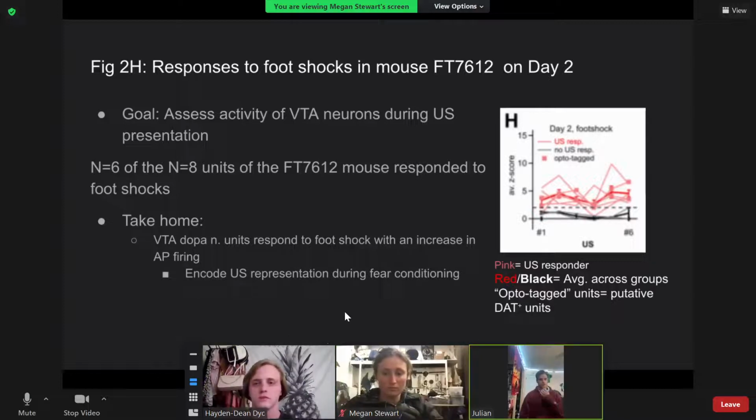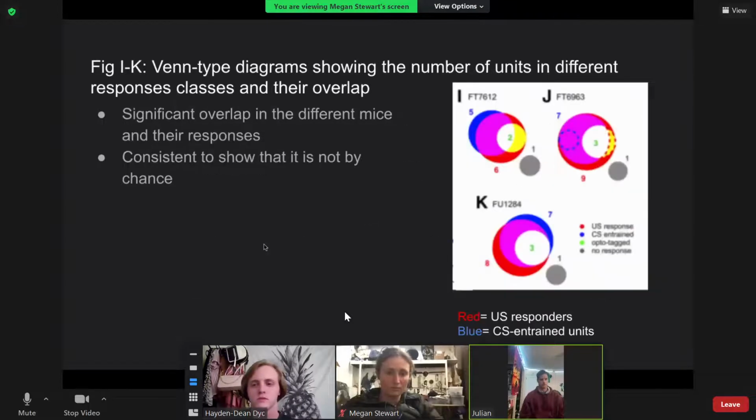In Figures I through K, there are a couple of Venn diagrams that were showing 3 different mice. That would be unit FT7612 from before, unit FT6963, and unit FU1284. And it was an overlap of a couple of different things, but the biggest thing that the Venn diagram shows is that the responses, while sometimes different, mainly stuck in the middle. You can see that through the different color combinations that come out of it.